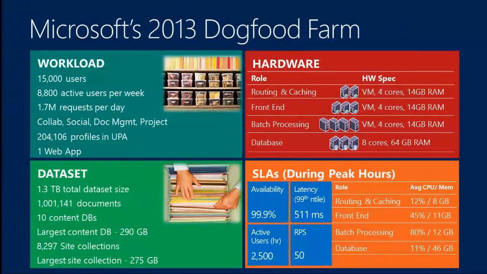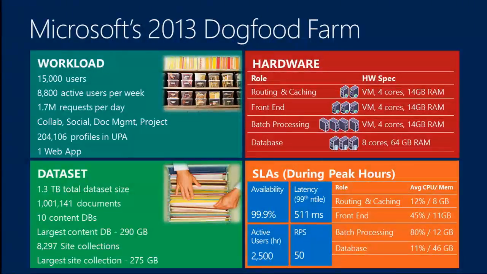The workload that we have on this server is pretty much across the board, from collaboration and social, to document management and taxonomy and doc sets, et cetera. We also do project and search. So pretty much all of SharePoint. We have about 1.3 terabytes worth of data across over 1 million documents, and they're all spread across 10 content databases.